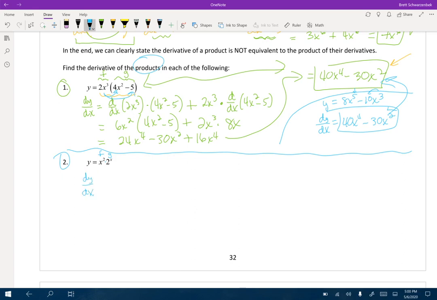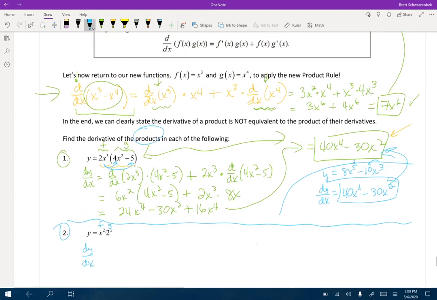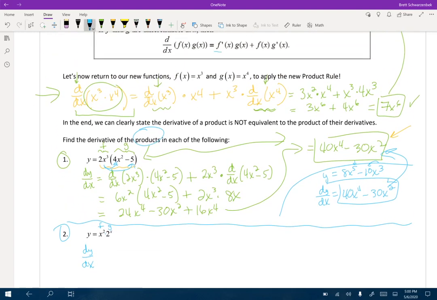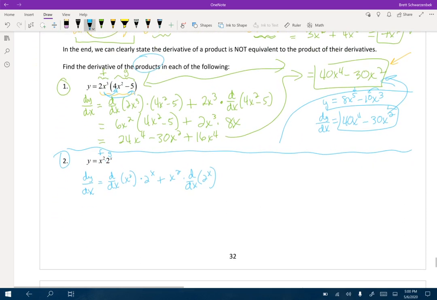So let's do that. dy dx is going to be equal to, again, we're going to do the derivative of f, so that's d dx of x squared, times the original function g, 2 to the x, plus the original function f, which is x squared, times d dx of g, which is 2 to the x. Okay, note I was very, very detailed in how I wrote this. I left the original functions as they were, and I put d dx's in front of the other ones.